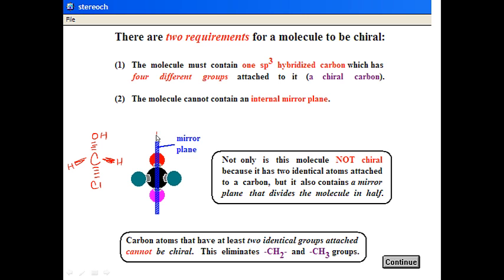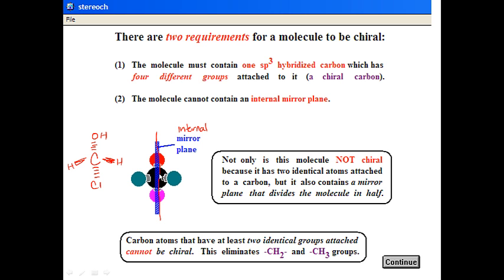I can cut that molecule in half. And the left side and the right side are the same. And so this is what we call the internal mirror plane. And so anytime you can draw an internal mirror plane in the molecule and it cuts the molecule in half, any carbon that internal mirror plane goes through is therefore not chiral.